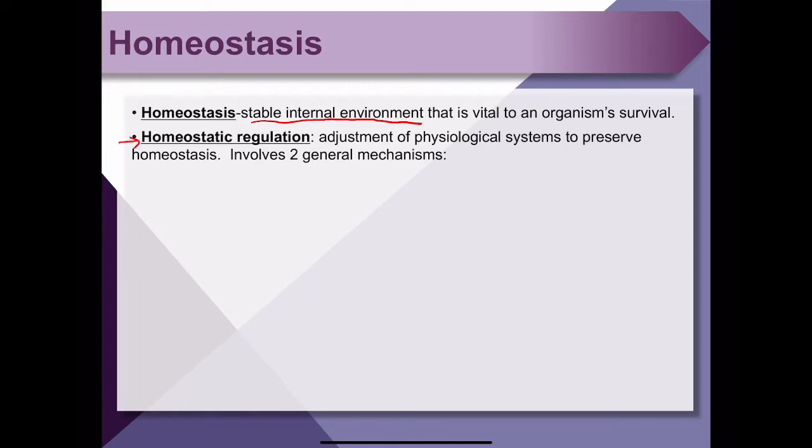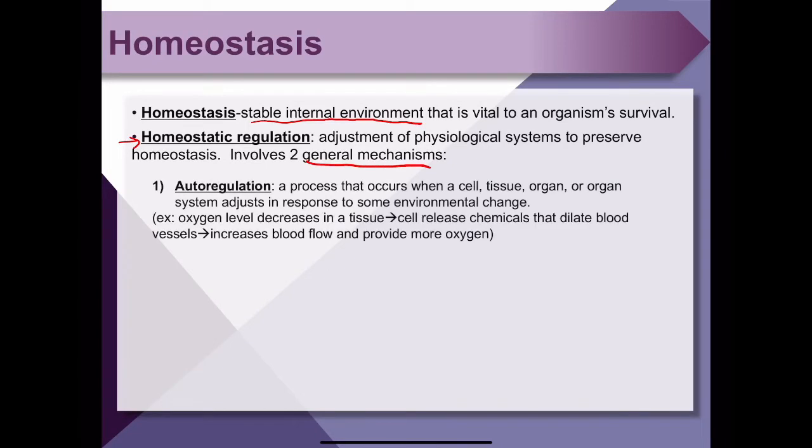Okay, and it involves two general mechanisms. One is called autoregulation, which is a process that occurs when a cell, tissue, or organ system adjusts itself in response to some environmental change. It doesn't require any external signals. The cell itself knows what to do.